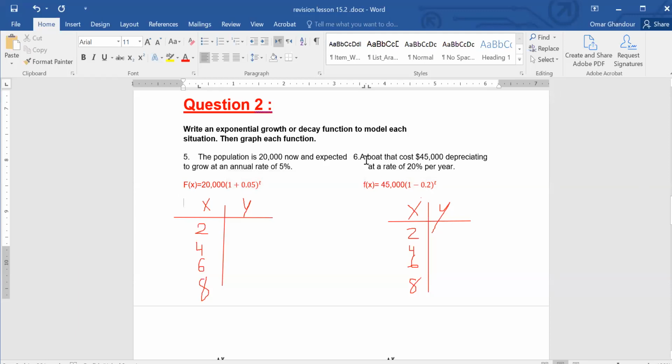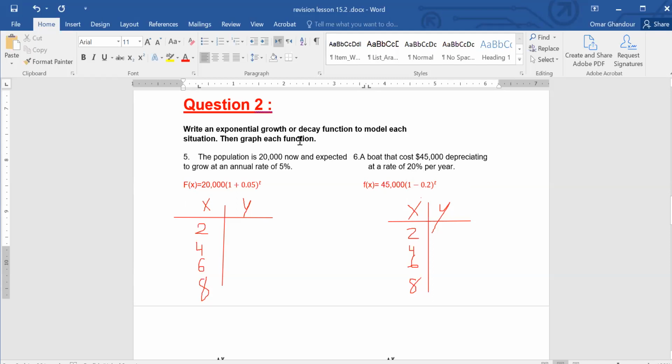For number 6, about that cost, the word depreciating, we said before that this word means decrease, or decaying. So since it's decay, I wrote the decaying model, which is going to be 1 minus. So f of x is equal to a, which is my initial value, times 1 minus r. What is the r? The 20%. 20 divided by 100 is 0.2, to the power of t. So we finished writing the exponential growth or decaying model.